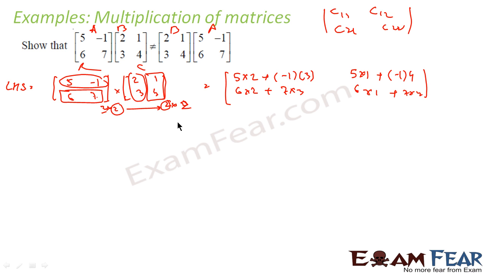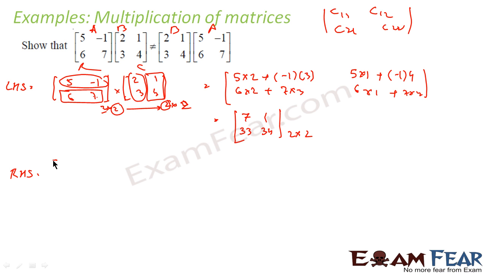So what you get here is, 10 minus 3, that is 7, and this becomes 12 plus 21, that is 33. This is 5 minus 4, that is 1. This is 6 plus 28, that is 34. So this is my answer. This is my LHS. Let's solve RHS now.